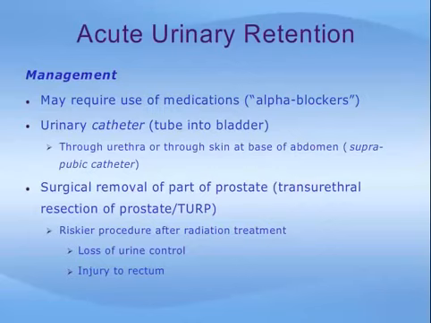Patients having difficulty emptying their bladder may require the use of medications called alpha blockers or placement of a urinary catheter, which is a tube into the bladder through the urine channel or through the lower abdomen called a suprapubic catheter. Rare patients may require surgical relief called a transurethral resection of the prostate or TURP. If this surgical procedure is required, the surgeon must be especially careful, as it is riskier to do so after radiation therapy than in non-radiated men. There's a higher chance of causing permanent loss of urine control or damage to the rectum in these men.